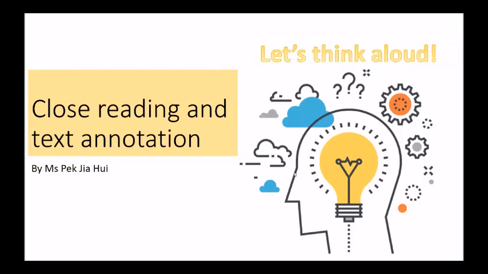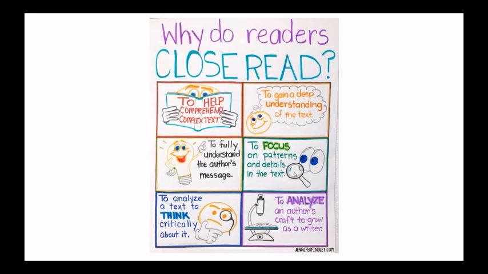Today we're going to learn all about close reading and text annotation, and we're going to practice a lot of thinking aloud. So for those of you who are still not so sure about close reading, basically we do close reading to interpret, to comprehend complex text, to gain deep understanding. This is not just a superficial sort of reading just for entertainment, but it's really for deep understanding. All right. We also do close reading to fully understand the author's message, to focus on patterns and details, and to analyze the text, to think critically about it, and to also analyze an author's craft.